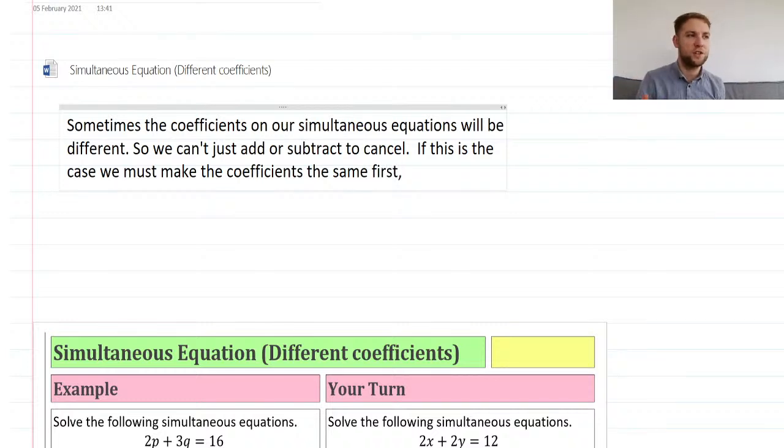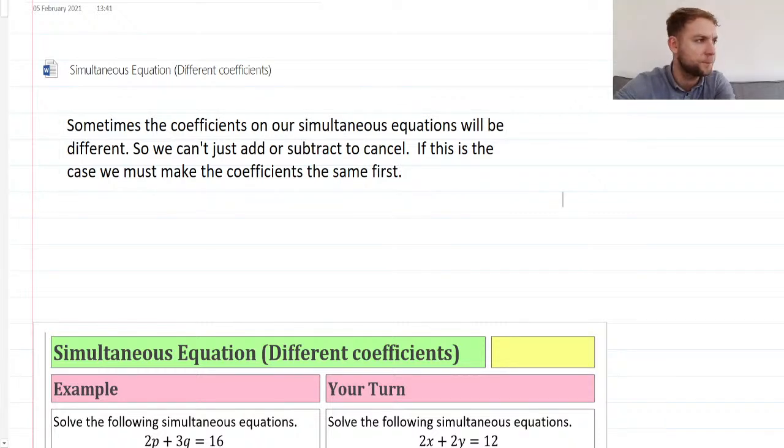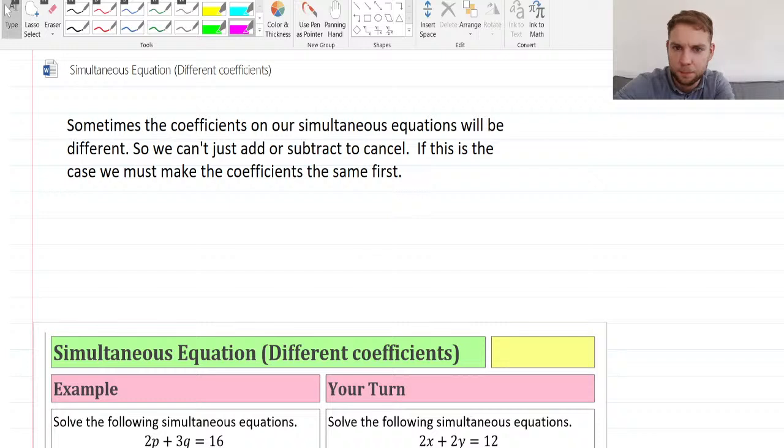Now remember, coefficient means the number in front of our letter. So sometimes the numbers in front of our letters aren't the same, so we can't just add or subtract them. So what we must do is multiply one of our equations, or both of our equations, to make the coefficients the same. So get that down. I'll give you a second to get that down. Put that in a nice box.